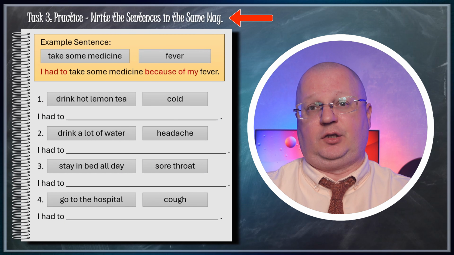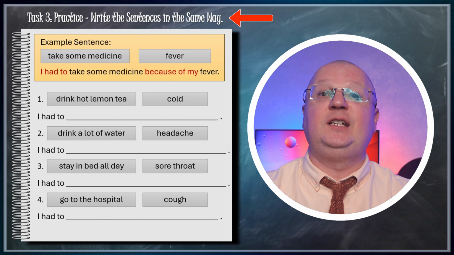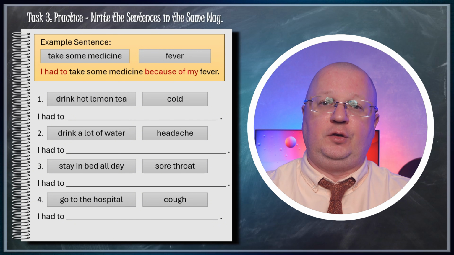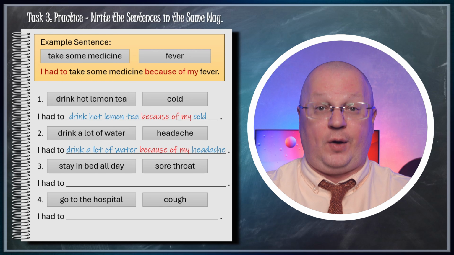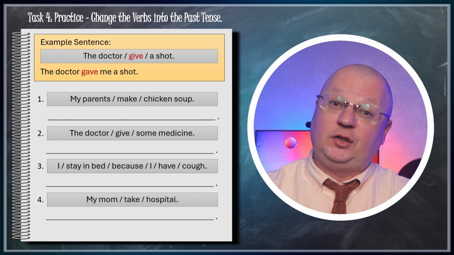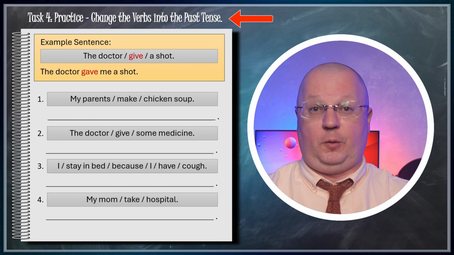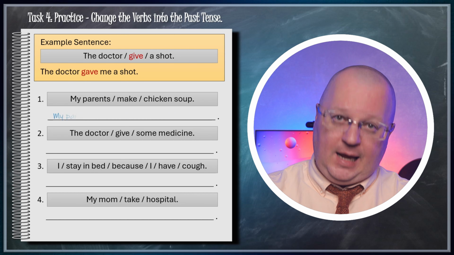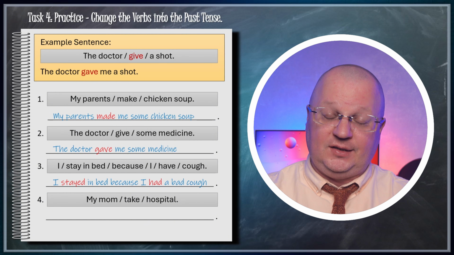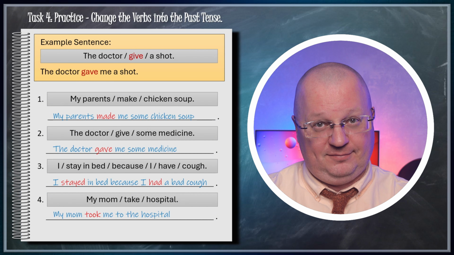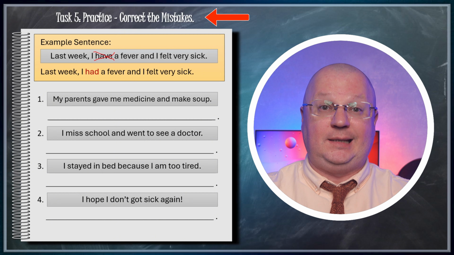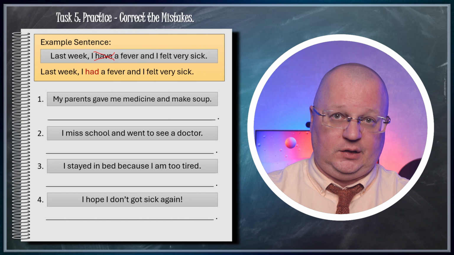In the next task, students practice writing sentence structures in the past tense. Ask your students to look at the example and write sentences in the same way. In task 4, students practice verb conjugation in the past tense. Ask them to look at the example and write sentences in the same way. In the next writing task, ask your students to correct the mistakes and rewrite the sentences.